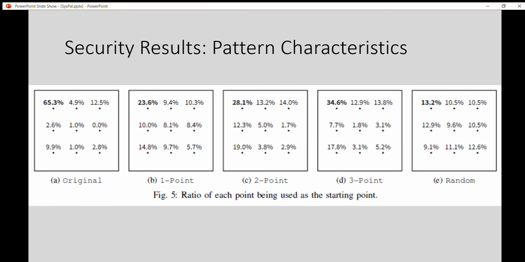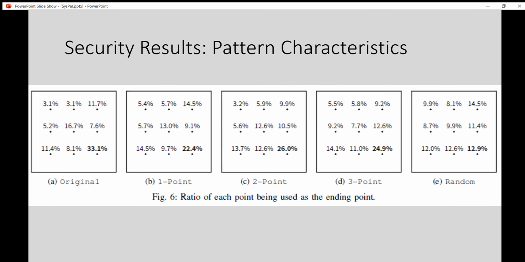Again, this is looking at the ratio of each point being used as the start point. Across the board, we can see that the 1 position is favored in all of the pattern modeling. And the endpoint, again, the 9 position is favored across all of the different models.